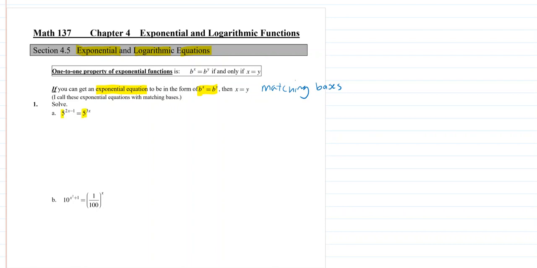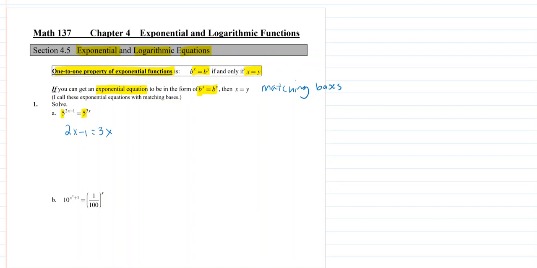And this one-to-one property of exponential functions, remember one-to-one means for every output, there was only one input that yielded that output. So if the outputs of an exponential function are the same, b to the x equals b to the y, then the inputs must be the same because an exponential function is one-to-one. It also just makes sense. If 5 to the power 2x minus 1 equals 5 to the power 3x, the only way that can happen is if those exponents are equal.